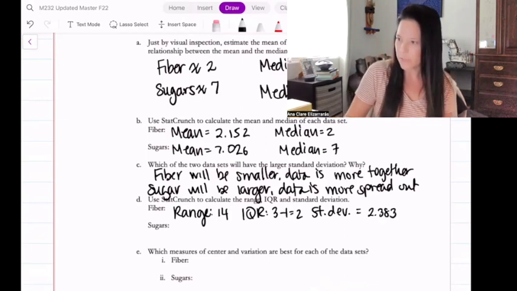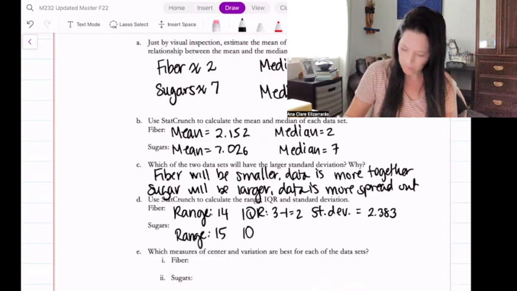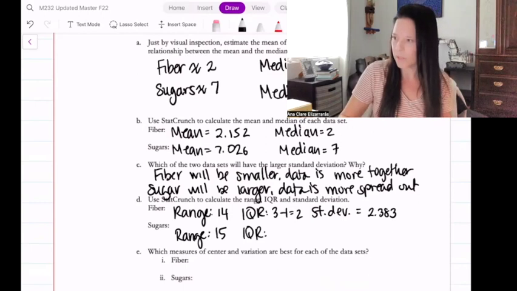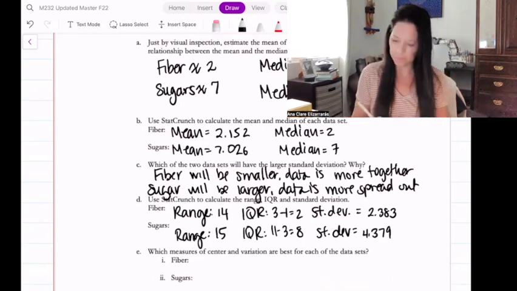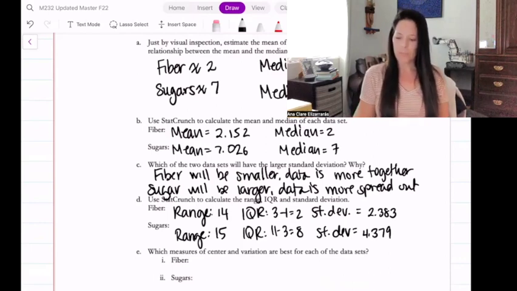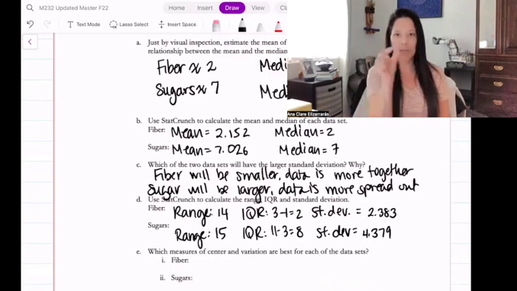For sugars, the range was 15. The interquartile range was 11 minus 3, which is 8. And the standard deviation is 4.379. Notice how the range for fiber was 14, but the interquartile range and the standard deviation are both roughly 2. And then the range for sugars is 15, the interquartile range is 8, and the standard deviation is 4.37.